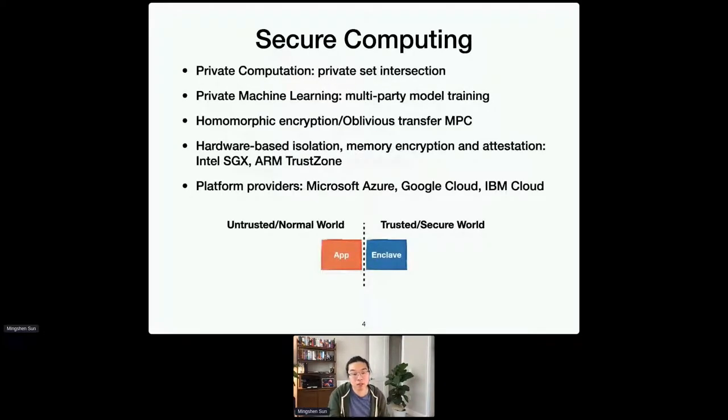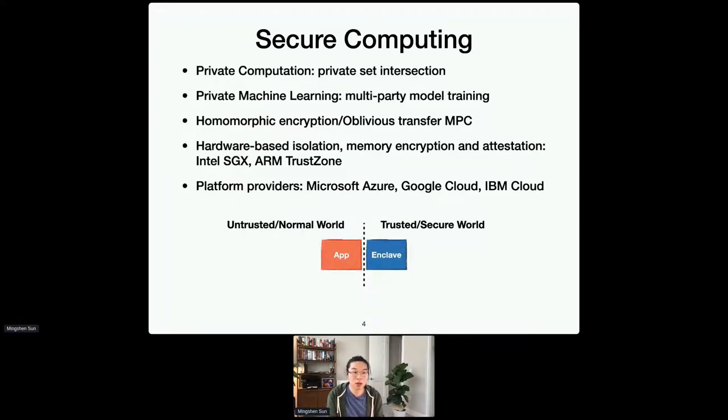Basically, they split the system into different worlds. For example, in Intel SGX there are two worlds, the untrusted world and the trusted world. You can split your application into different worlds. Code which manipulates data that is not sensitive, you can put in the normal, untrusted world, but the code which works on sensitive data, you can put in the secure or trusted world. We call this part of the application an enclave.